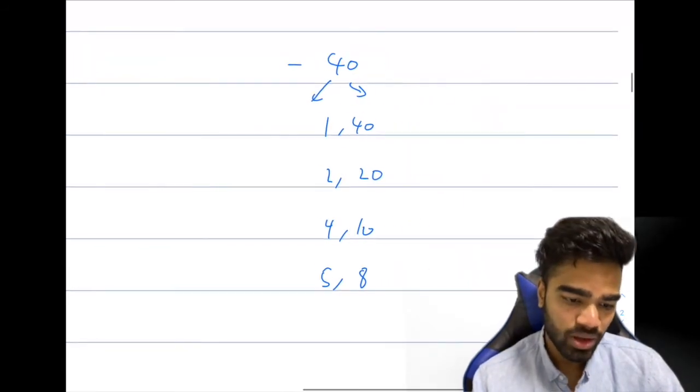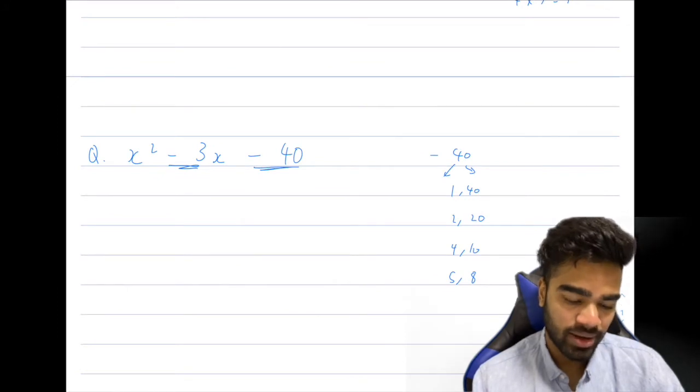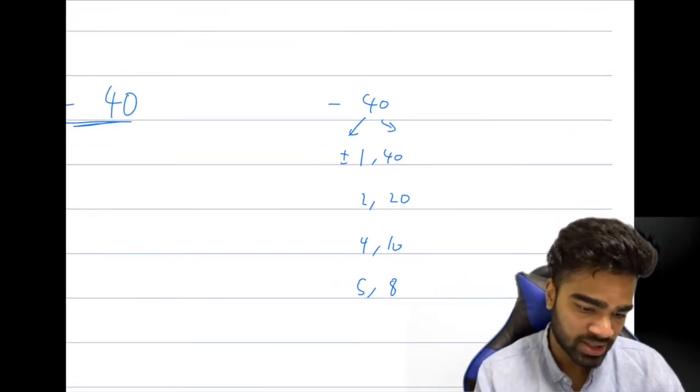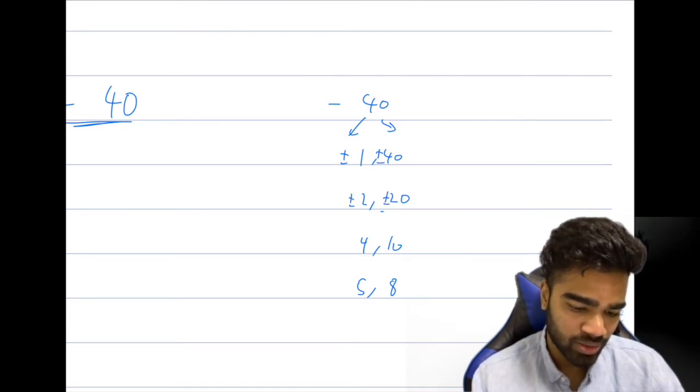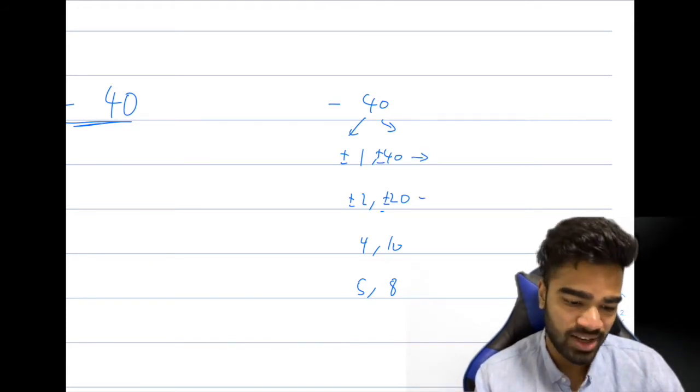Which of these factors need to add to negative 3 and multiply to negative 40? Add to negative 3. What do you think? Again, remember this can be plus or minus, all of them. So what do you think? Well, you can see if you do 1 plus 40 is 41, 1 minus 40 is negative 39, not really.